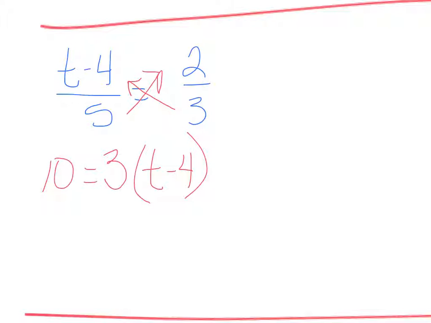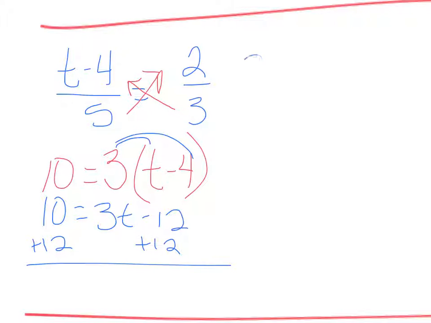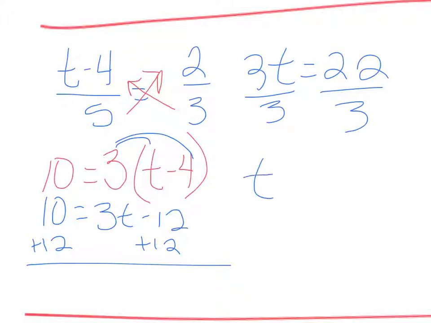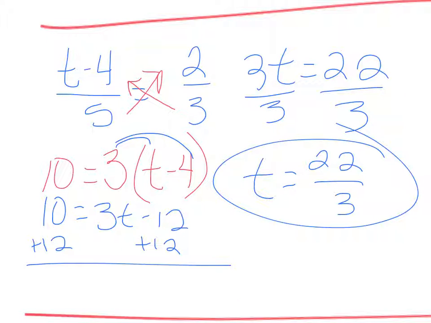Because now that I have those parentheses, what do you think I need to do? Right, I have to distribute that 3. So 10 equals 3t minus 12. How would you solve for t? Add 12 to both sides. So 3t equals 22. And finally, divide by 3. So t equals 22 over 3. So not too bad. You just have to be really careful, make sure that you're distributing that number to everything inside those set of parentheses.